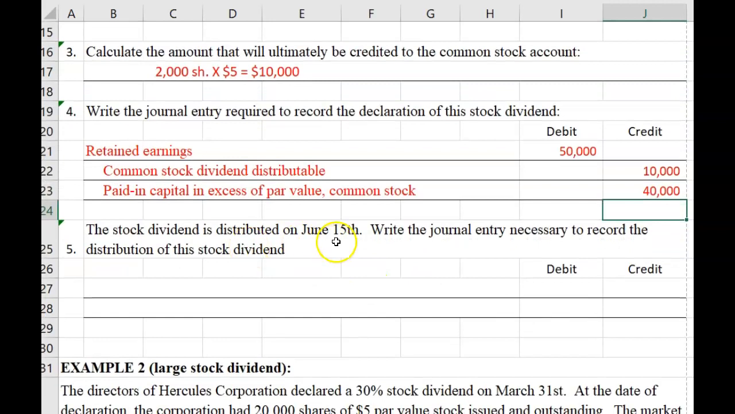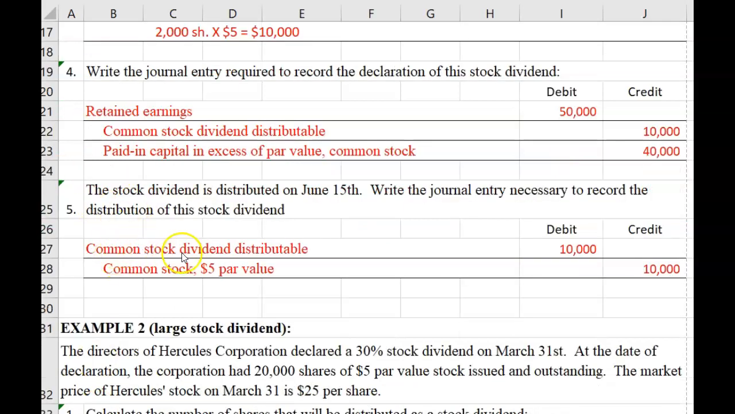On June 15th, the stock dividend is actually distributed. The shares of stock are actually distributed to stockholders of record. Write the journal entry necessary to record the distribution of the stock dividend. Debit common stock dividend distributable for $10,000 to remove this obligation from the books. And credit common stock $5 par value, $10,000, because the stock has actually been issued.